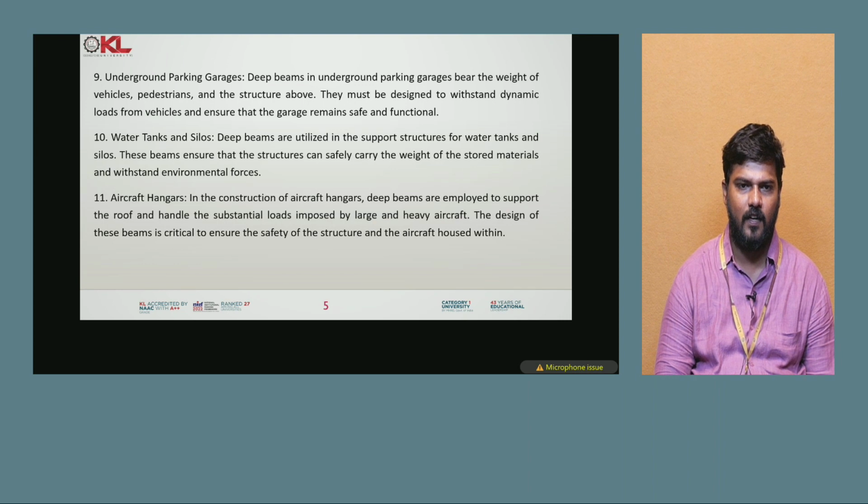Next one is aircraft hangars. In the construction of aircraft hangars, deep beams are employed to support the roof and handle the substantial loads imposed by large and heavy aircraft. The design of these beams is critical to ensure the safety of the structure and the aircraft housed within.